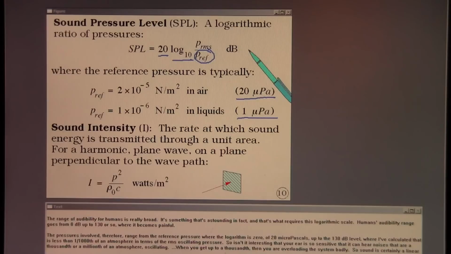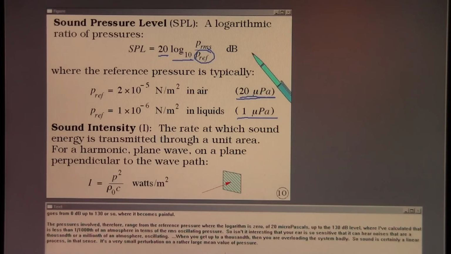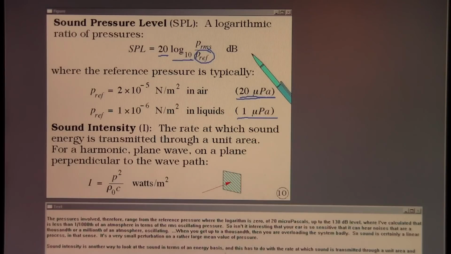The pressures involved, therefore, range from the reference pressure, where the logarithm is 0, of 20 micropascals, up to the 130 decibel level, where I've calculated that that is less than 1,000th of an atmosphere in terms of the RMS oscillating pressure. So isn't it interesting that your ear is so sensitive that it can hear noises that are 1,000th or 1,000,000th of an atmosphere oscillating? And even when you get up to 1,000th, then you're overloading the system badly. So sound certainly is a linear process in that sense. It's a very small perturbation on a rather large mean value of pressure.